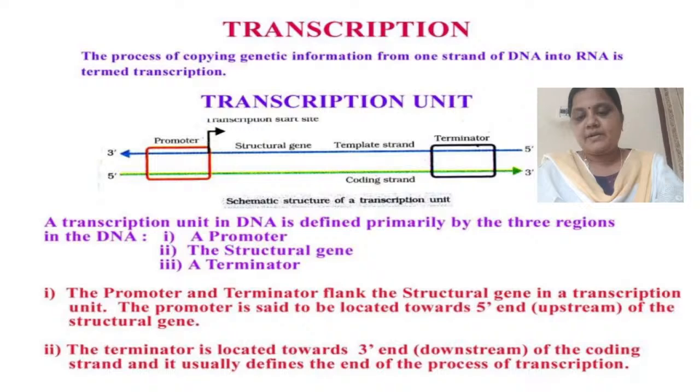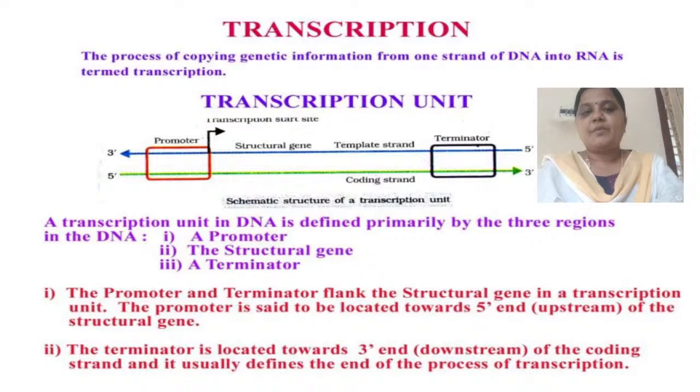And this is the promoter, the upstream transcription start site, and the promoter in the middle, the structural gene, the template strand, and the terminator. And down below you see the coding strand, with the 3' and 5' ends marked. So this is the schematic structure of the transcription unit. In this, the transcription unit is defined as three regions: promoter, structural gene and terminator.